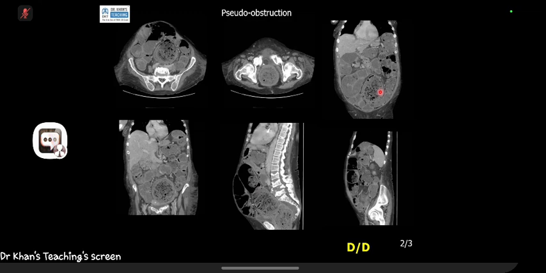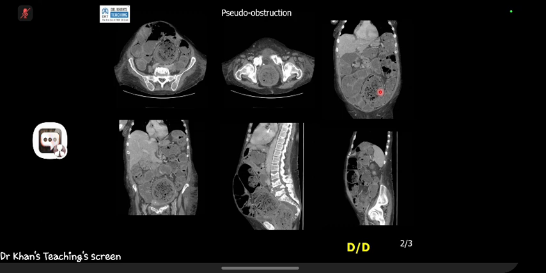Though we call it pseudo obstruction and we take it casually, please remember it can cause perforations, right? I have seen cases of perforation, where there is so much distension that at one point there will be necrosis of the wall and the patient will perforate. So pseudo obstruction is something which you will see.